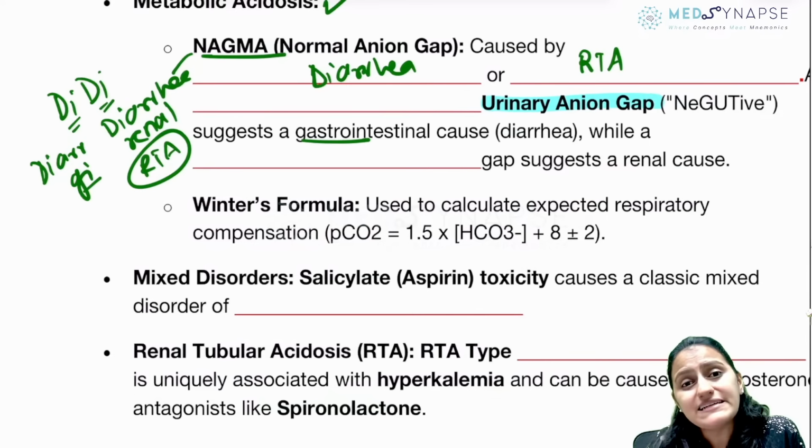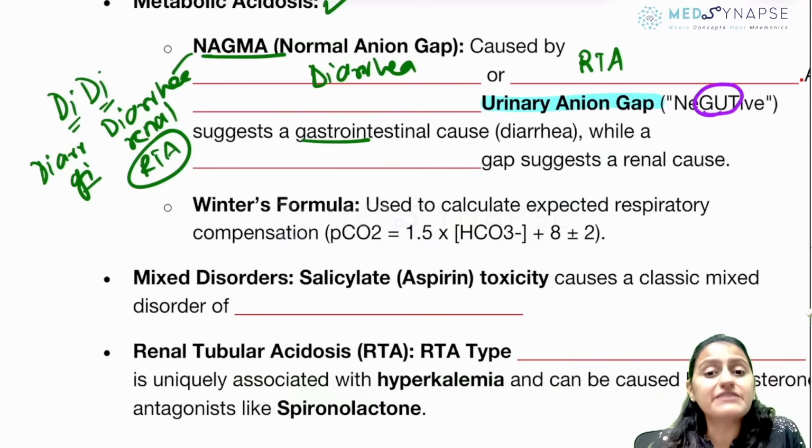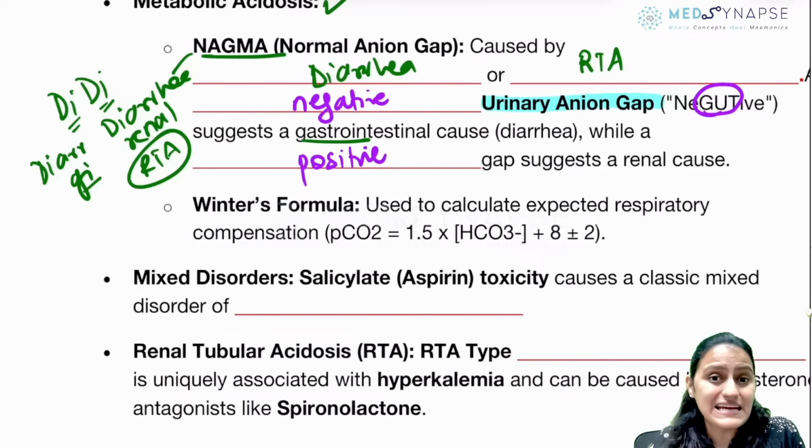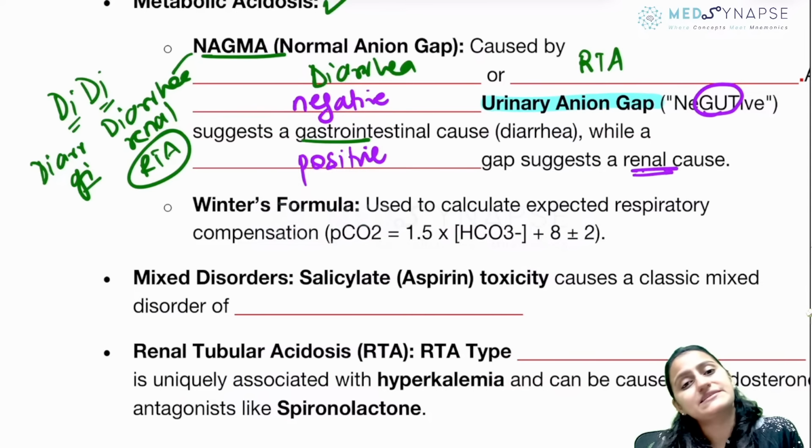So what anion gap tells you? It's a GI wala diarrhea, a negative or a positive. Remember, negative in gut cause. Gut cause GI diarrhea has negative anion gap. A positive anion gap, urinary anion gap is what we are talking about, is renal cause.